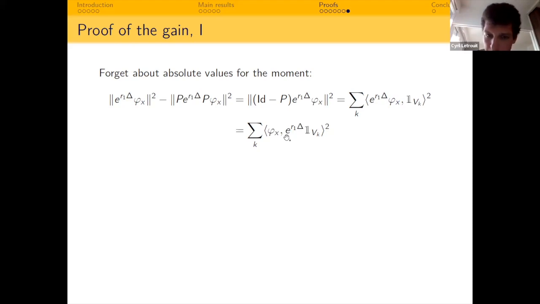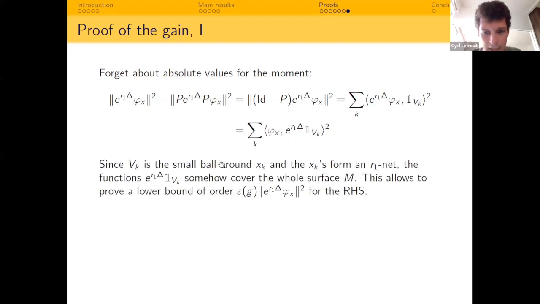And now the idea is the one I mentioned a moment ago, that if you apply e to the R1 delta to the characteristic function, since you have a net which is well distributed on the surface, e to the R1 delta 1_{V_k}, when you sum over k, you get to cover all the surface, because e to the R1 delta times the characteristic function is somehow something like a characteristic function of a ball of radius R1 around x_k. And you are testing against phi x, and so all the mass of phi x will somehow be detected in this sum. And this is what I say here, since V_k is the small ball around x_k and the x_k is from an R1 net, the functions here somehow cover the whole surface. It allows to prove a lower bound for this of order epsilon of g times this thing.